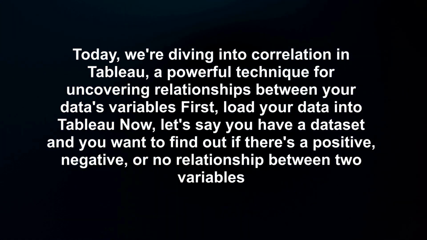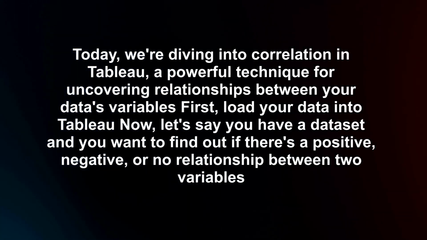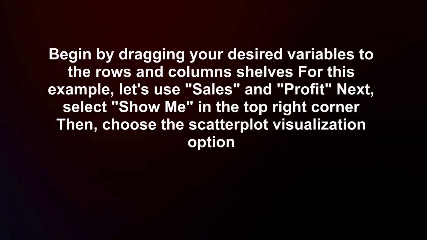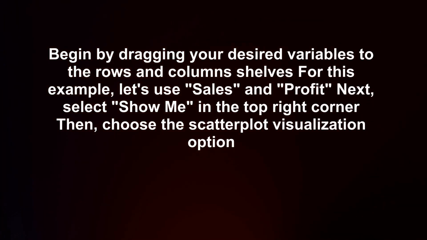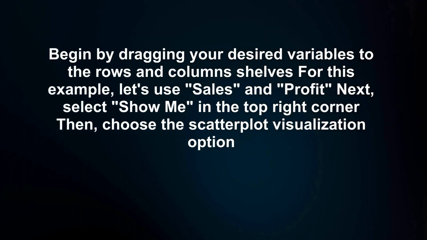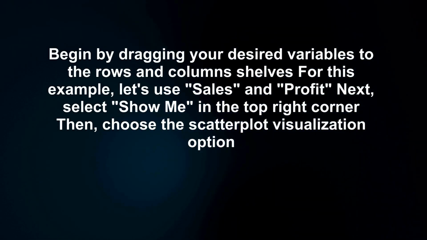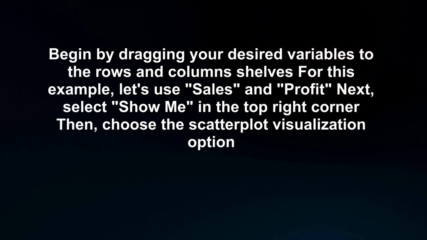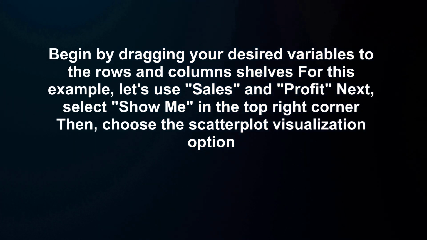Let's say you have a dataset and you want to find out if there's a positive, negative, or no relationship between two variables. Begin by dragging your desired variables to the rows and columns shelves. For this example, let's use sales and profit. Next, select Show Me in the top right corner, then choose the Scatterplot visualization option.